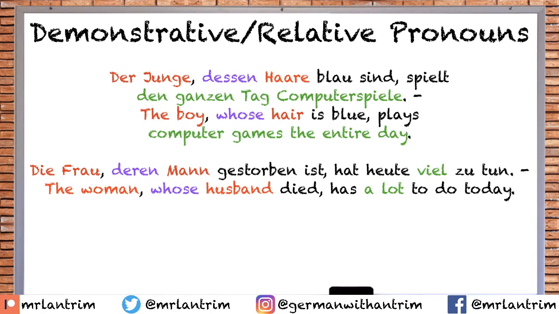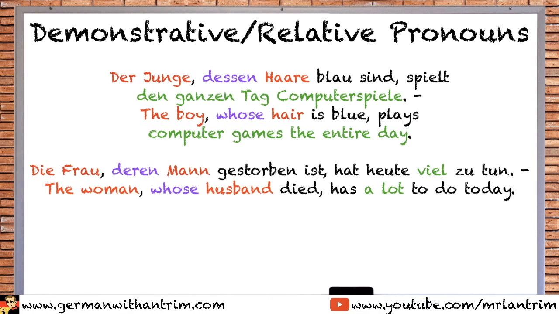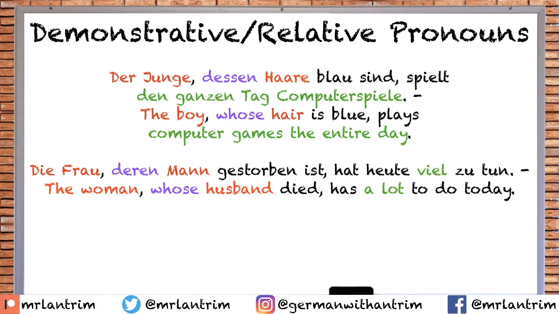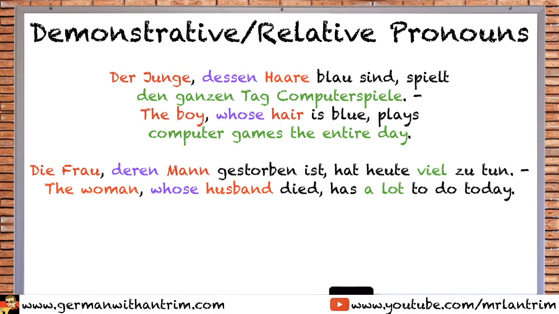So: der Junge, dessen Haare blau sind, spielt den ganzen Tag Computerspiele. The boy is the subject of that clause, and if you just leave out the relative clause, nothing happens. So, der Junge spielt den ganzen Tag Computerspiele. That's a normal sentence. The other part here is dessen Haare blau sind. This is called a relative clause because it refers back to der Junge and gives us more information about him. So in order to use that with the genitive case, we need dessen to refer back to the boy. He's the one who owns the hair, which is why we use the genitive case to begin with.